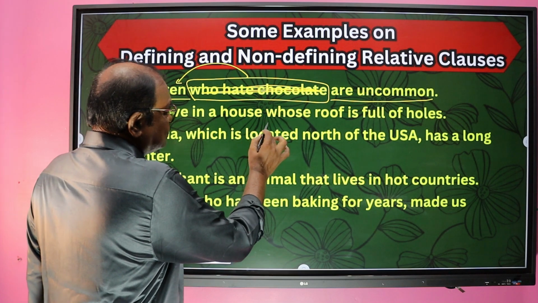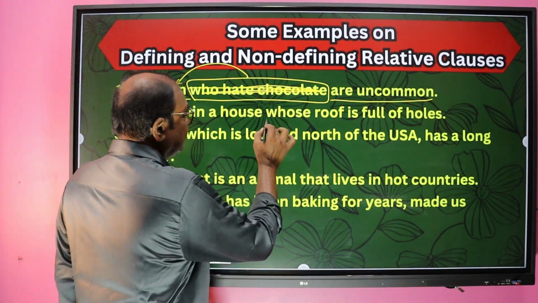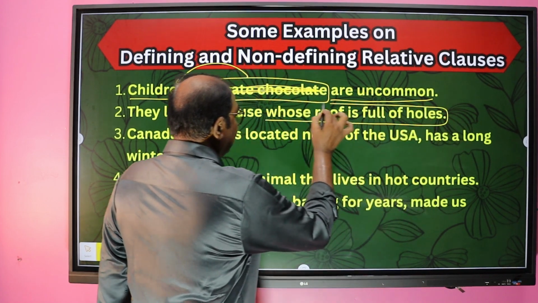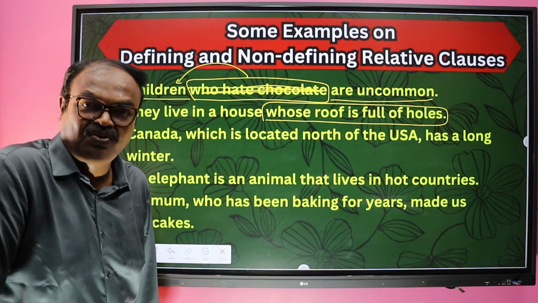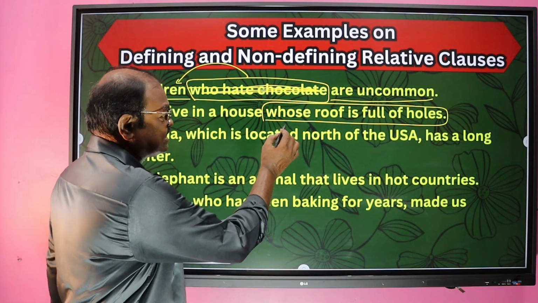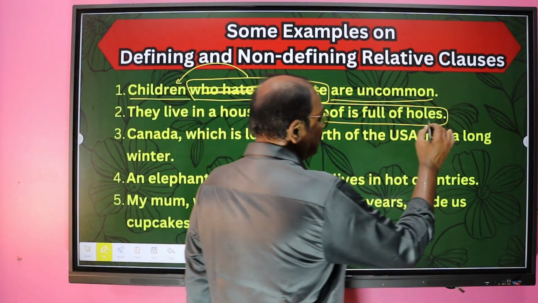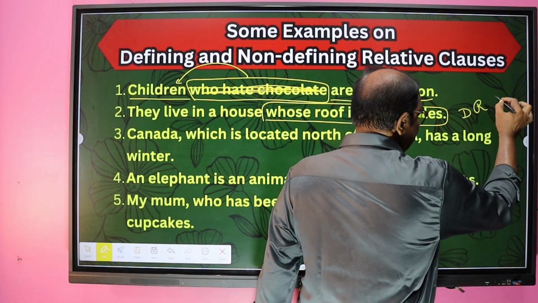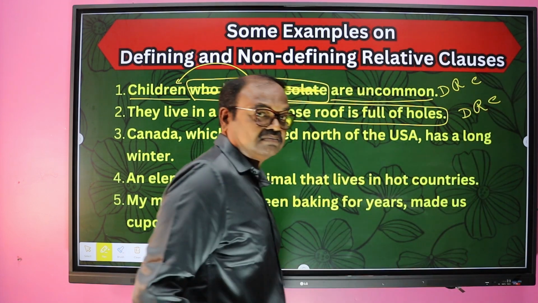They live in a house whose roof is full of holes. So here, they live in a house. Whose roof is full of holes gives information about the house. So this is also a defining relative clause. This is also a defining relative clause.